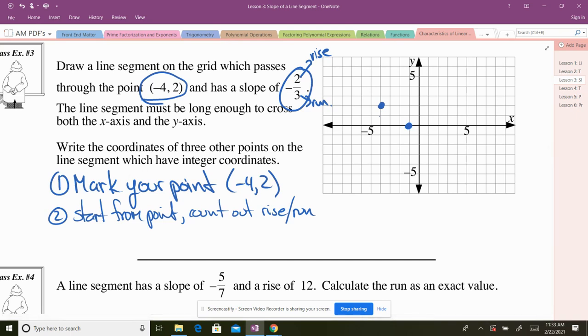And then you draw a line through it. You don't have to make a triangle. I'll show you in a sec here. But you draw a line through it. That is the line.